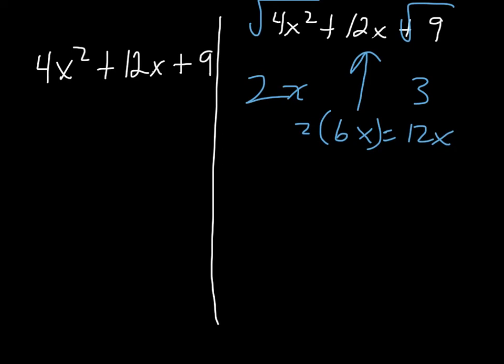So then my factors are going to be 2x, and then because this is positive, plus 3. That comes from there, and then squared. Okay? So let's take a look at the next one.